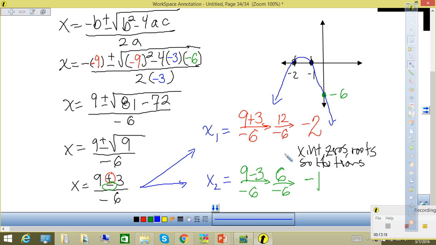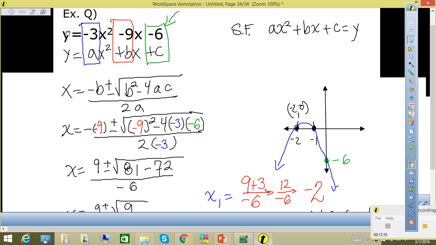And to check, we already know how to check. Is that correct? We use one of the points to start. Let's say I use this one. What are the coordinates for that point? Negative 2 and 0. And what would I do? Substitute that in here, and I should get that equal to 0. Everybody with me? All right.